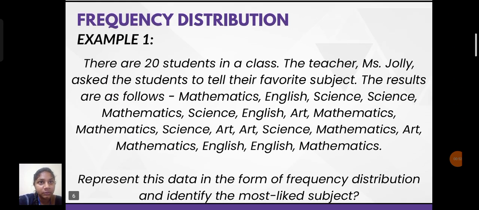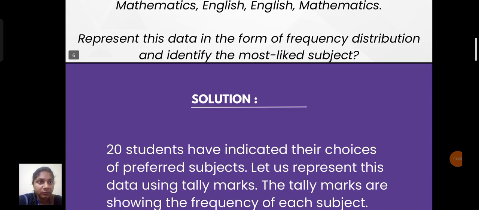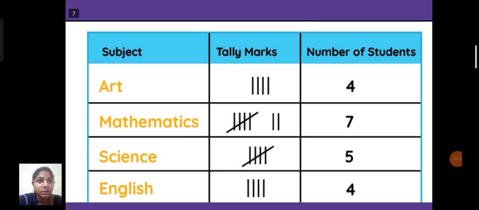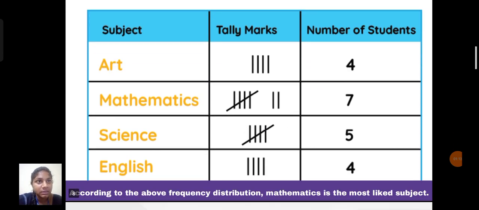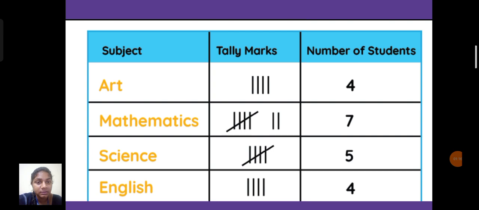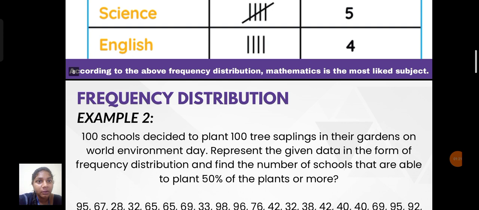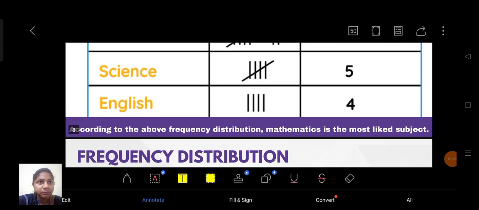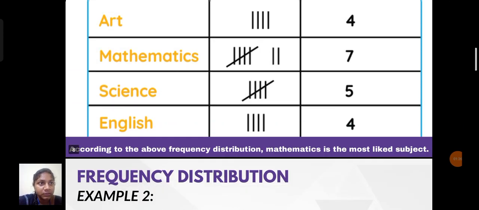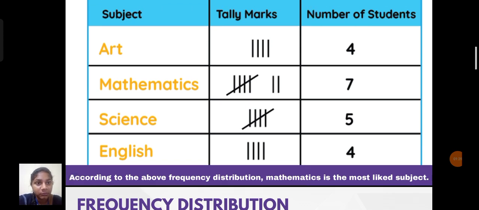The first example of frequency distribution: there are 20 students in a class. The teacher asks the students to tell their favorite subject. The results are as follows: mathematics, English, science, arts, etc. According to the subjects, the most liked subject can be found by creating a tally sheet with tally marks for arts, math, science and English. The most liked subject among the students is math, with 7 votes, the max.